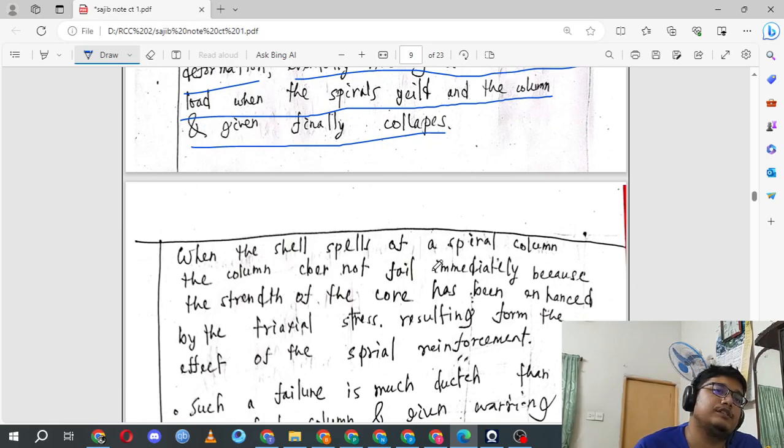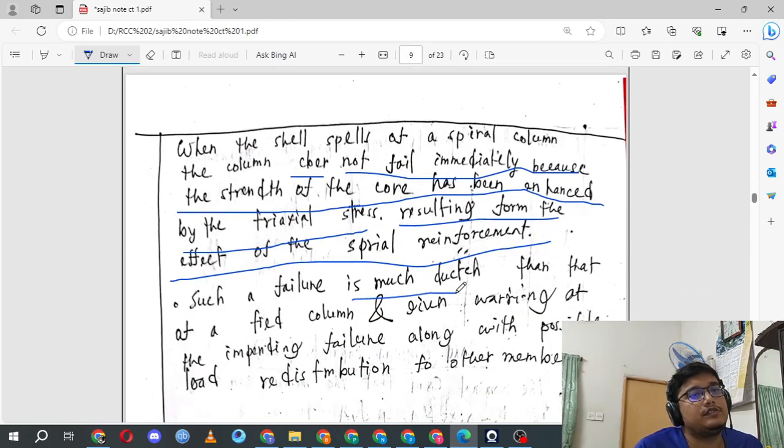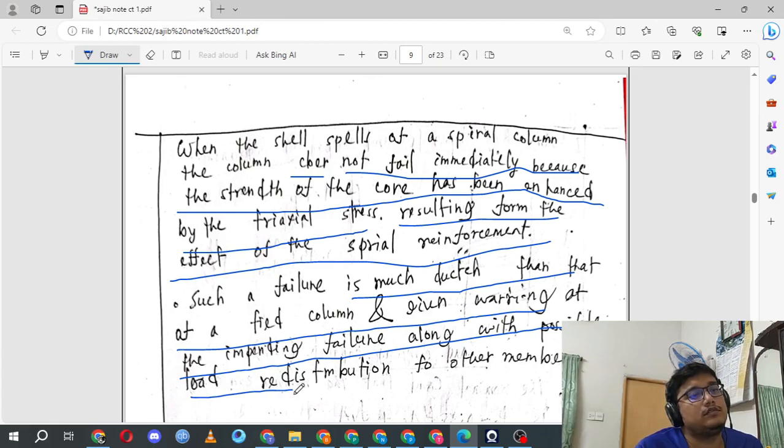When the shell spalls in a spiral column, the column does not fail immediately because the strength of the core has been enhanced by the triaxial stress resulting from the effect of the spiral reinforcement. Such a failure is much more ductile than in a tied column and gives warning of the impending failure, along with possible redistribution to other members.